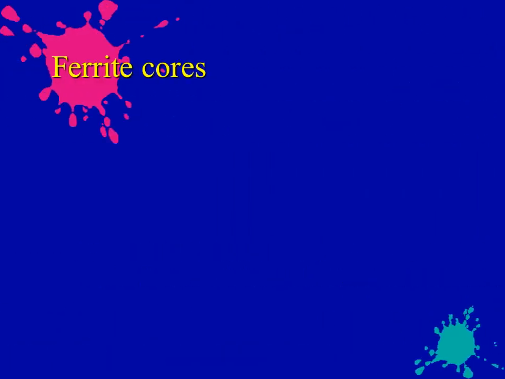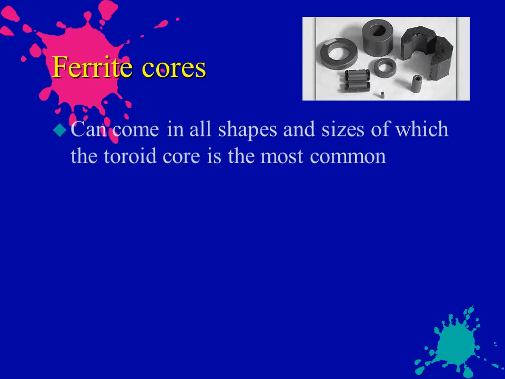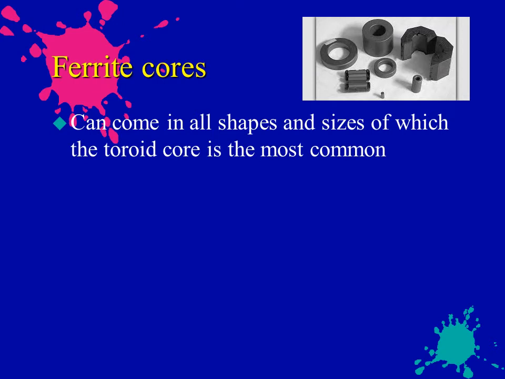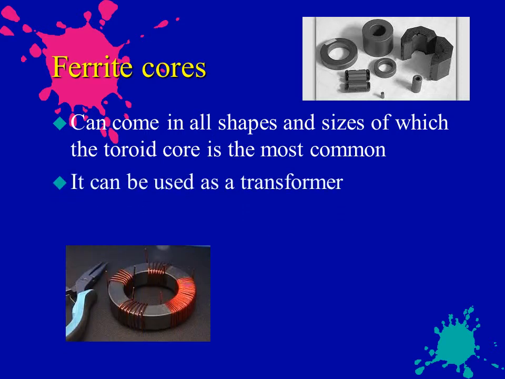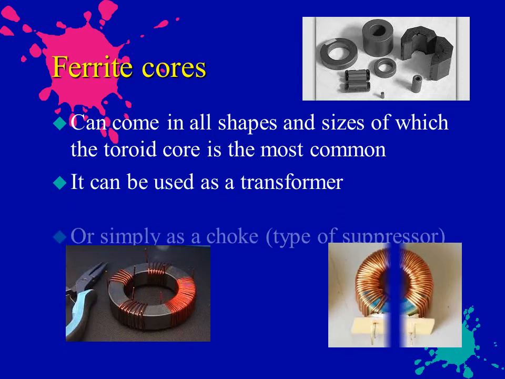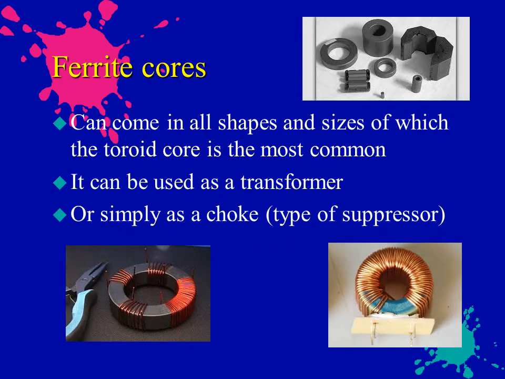Then we also have ferrite cores. They can come in all shapes and sizes, of which the toroid core is the most common. It can be used as a transformer or simply as a choke, in other words a type of suppressor.